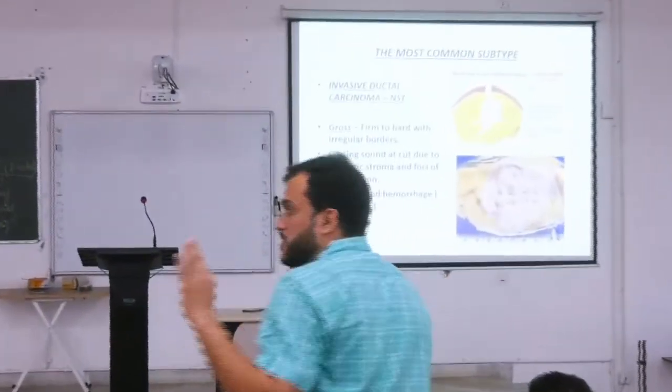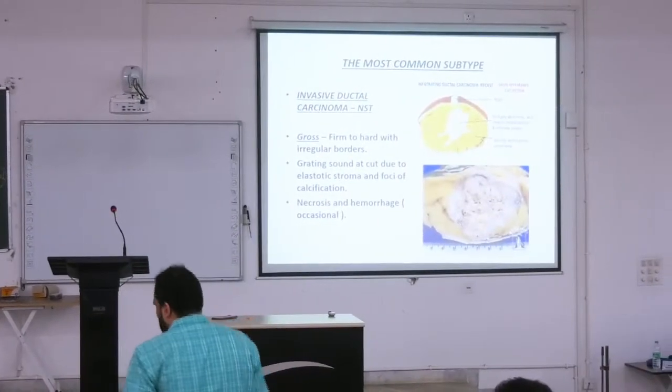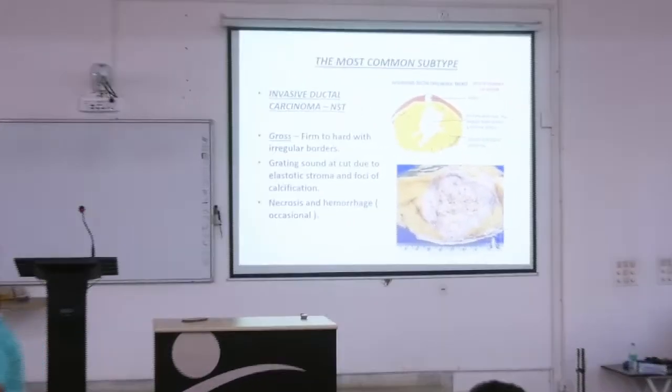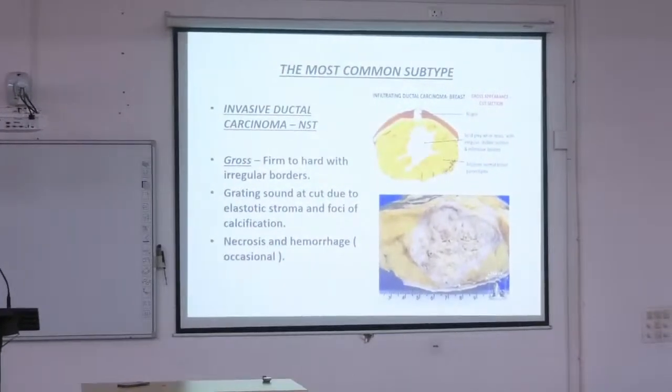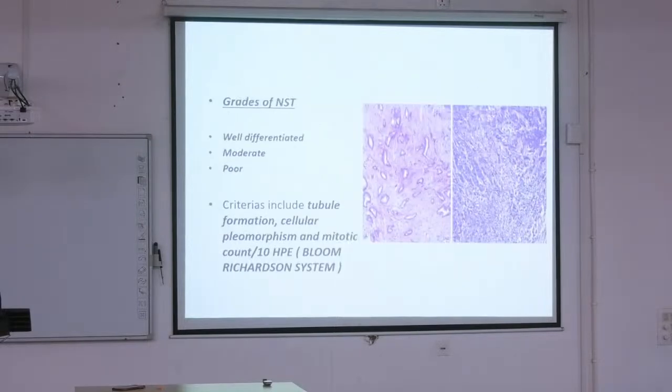Sometimes they may present with areas of necrosis and hemorrhage, depending on the stage when the tumor was discovered. If it's an advanced stage, it may produce areas of necrosis and hemorrhage, but it's occasional.